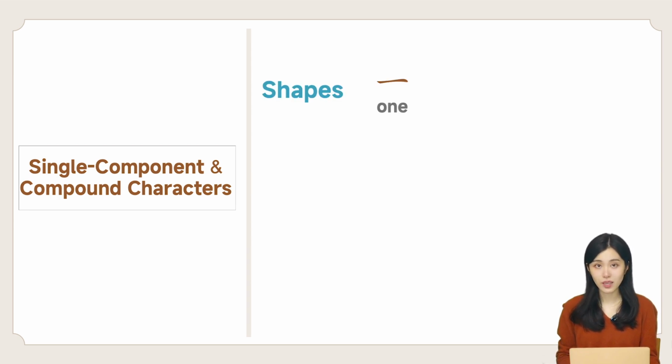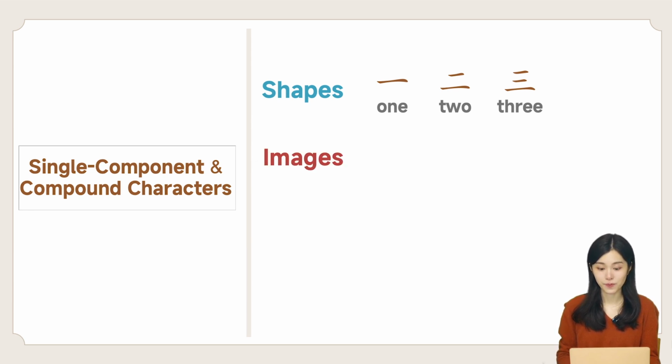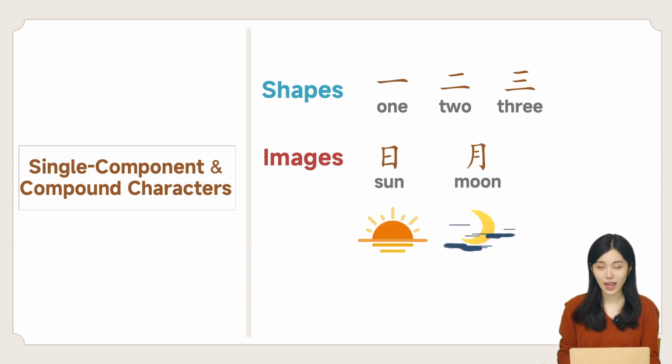1. One character with one line. 2. Two characters with two lines. 3. Three characters with three lines. Or you can understand them by their images. The sun character looks like the sun. The moon character looks like the moon. Now, combine the sun and the moon characters. We have bright, this new character.